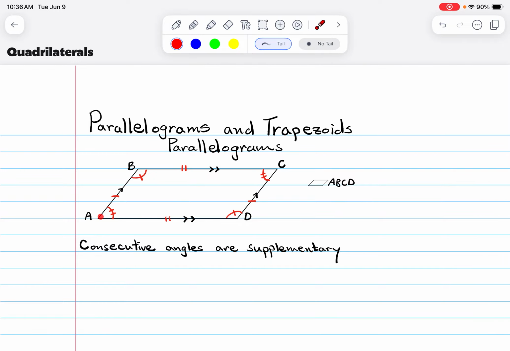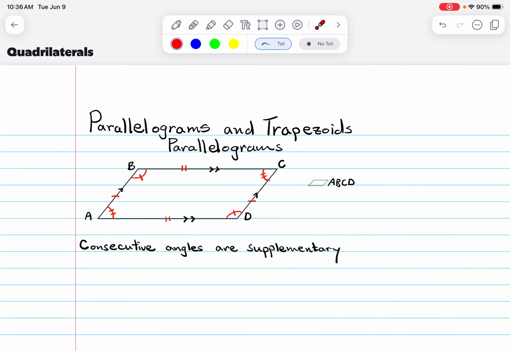So this side is congruent to this side, and this side is congruent to this side, and the opposite angles, as you can see, are congruent as well. Now, consecutive angles, this angle and this angle are supplementary. So this angle and this angle are supplementary. This one and this one, this one and this one.